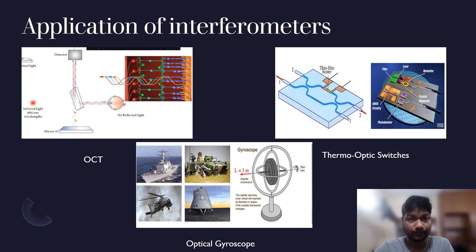We discussed the interferometers in detail in the previous slide, and in this slide we'll discuss the applications of interferometers. The first one is optical coherence tomography, which is an application of the Michelson interferometer. As you can see, there is a beam splitter here, and the eye acts as one mirror, and there is also a detector here and mirror 2 here. Using this we detect from which layer of the eye the beam is getting reflected back, and we use an infrared light of 800 nanometer wavelength for this optical coherence tomography.